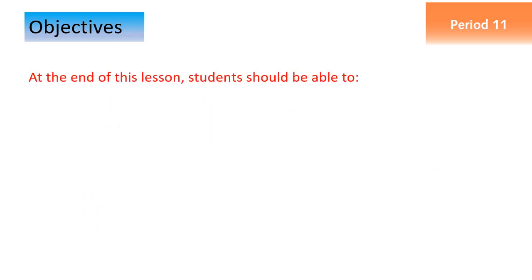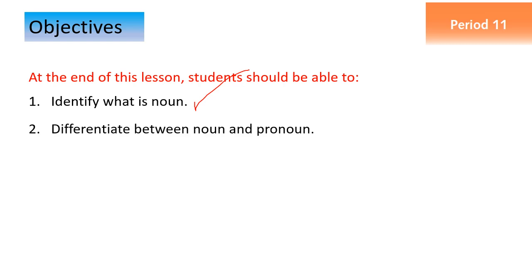Now let's go to the objectives to check if we achieved them or not. The first objective is to identify what a noun is. Yes, remember, a noun is a word that can name a person, thing, people, place, animal, feelings. Next, differentiate between noun and pronoun. Yes, we said the word pro means instead of. So a pronoun is used instead of the noun; the pronoun takes the place of the noun. Okay.